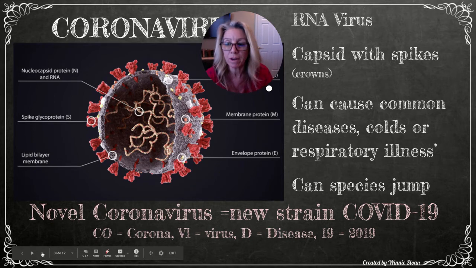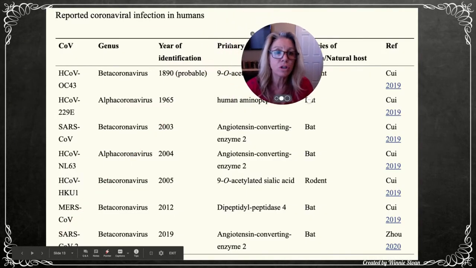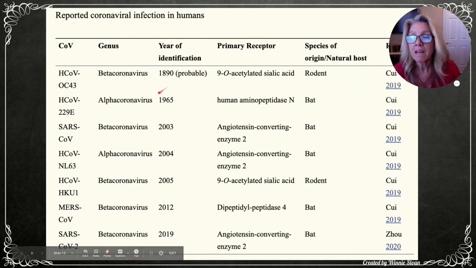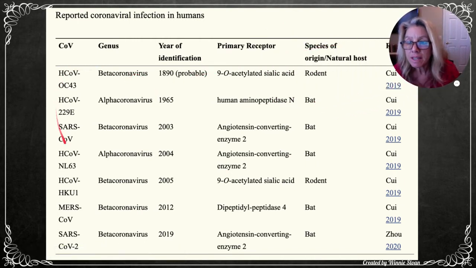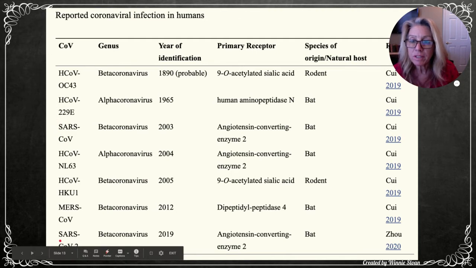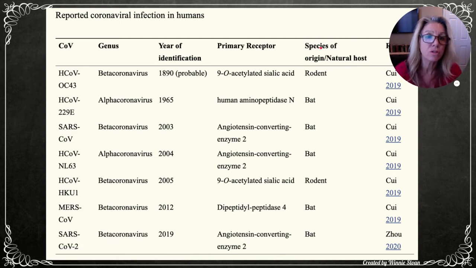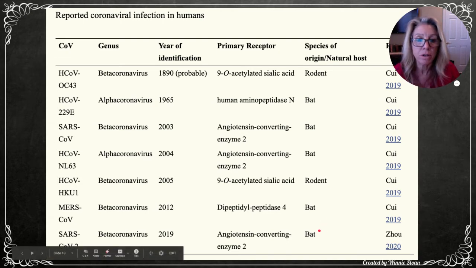Now, there are multiple coronaviruses. And so here I wanted to show you just a few of those. Here you can see the name, okay? Here you can see SARS, right? You can see MERS. You can see what year it came out. You can see the receptor, how it gets into our cells. And then I think this is pretty interesting. It shows the species of origin or its natural host, right? Its natural host.